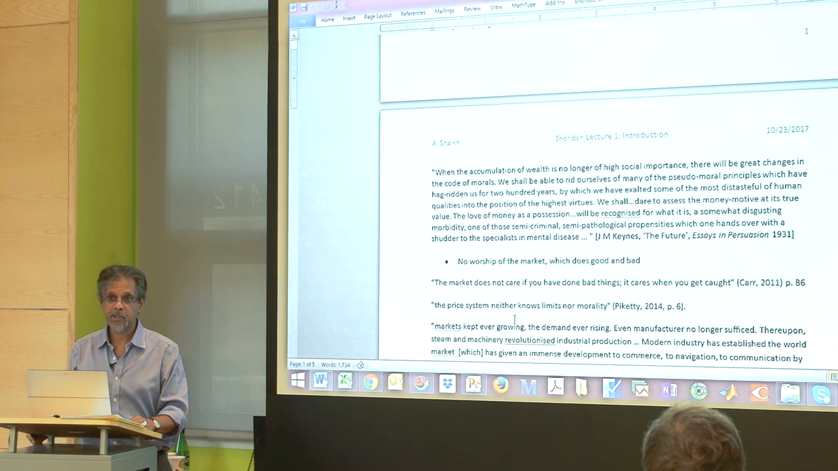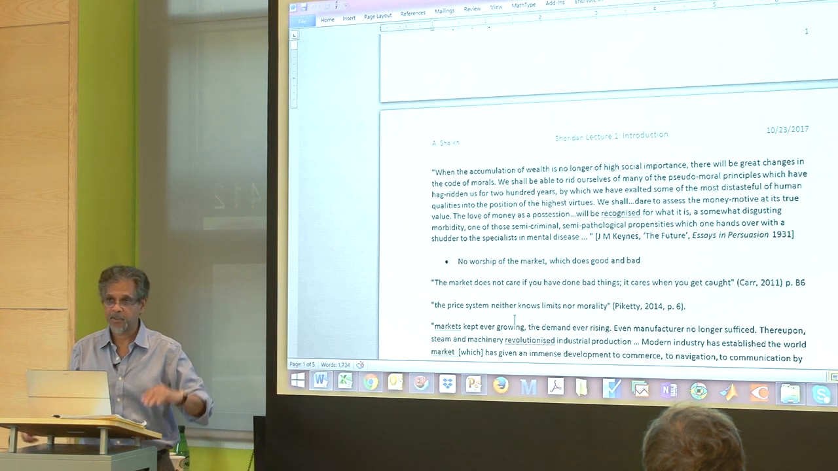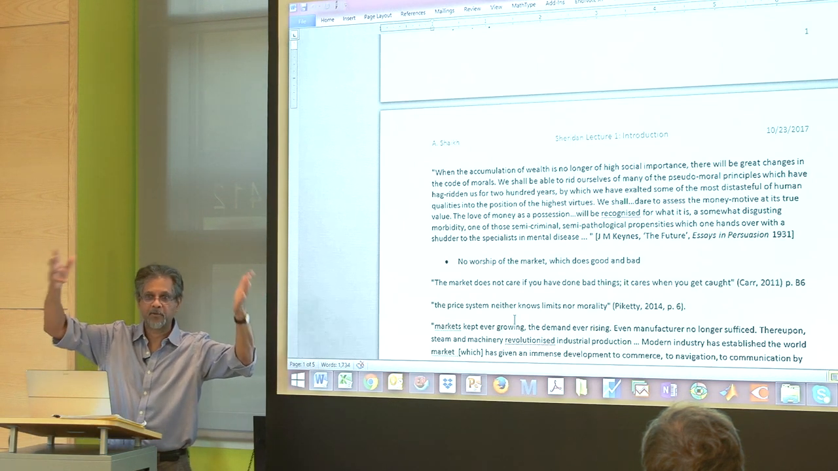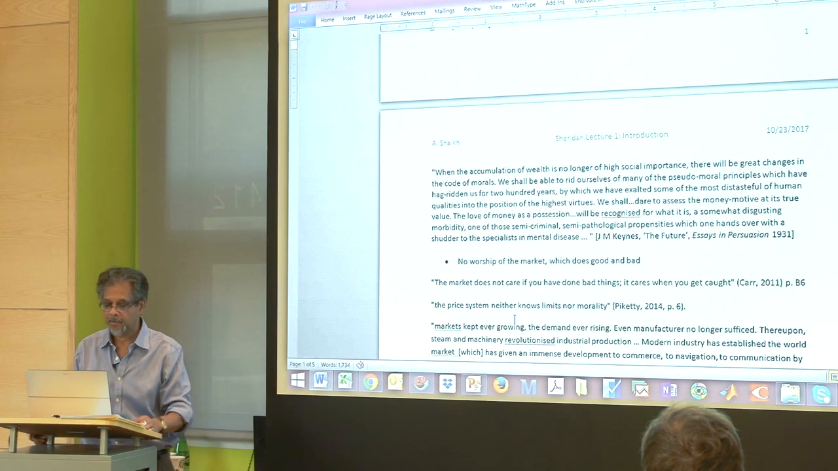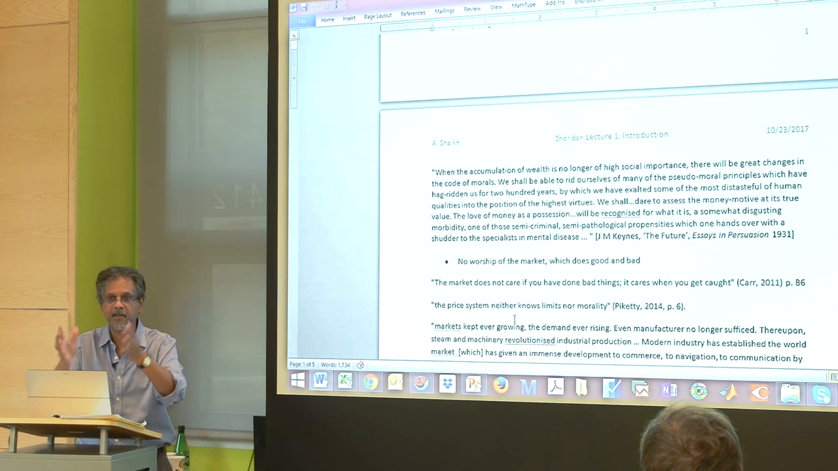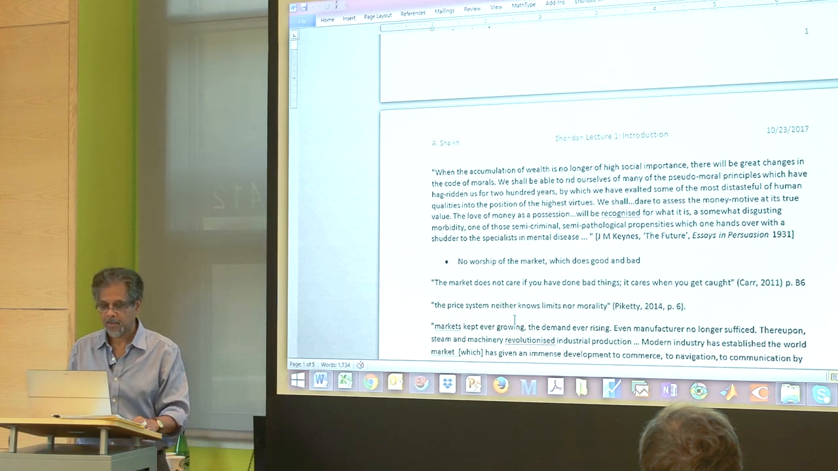Then there's a question of the worship of the market. There's no question that neoclassical economics is a market worship exercise, because it presents capitalism as this ideal, perfect thing, and everything is measured by its deviation from this abstract framework, just as in the Garden of Eden, you measure the real world from its deviation from the original garden.